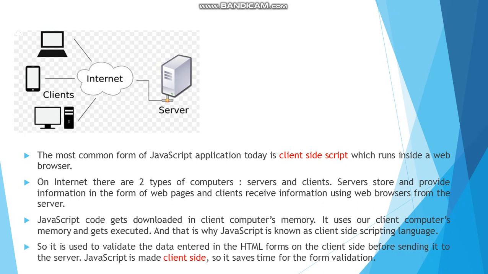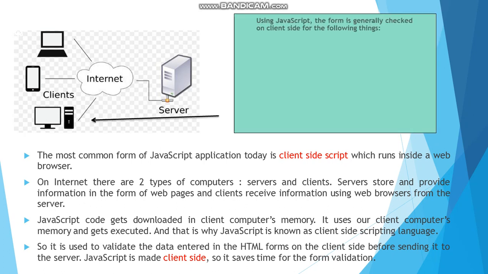So it is used to validate the data entered in HTML forms on the client side before sending it to the server. So whenever you enter data in a form and submit the form details, if there is any mistake, then immediately it will show you the mistake. It is because this JavaScript is client side, so the process becomes very fast. JavaScript is client side, so it saves time for form validation. So this is the client computer.